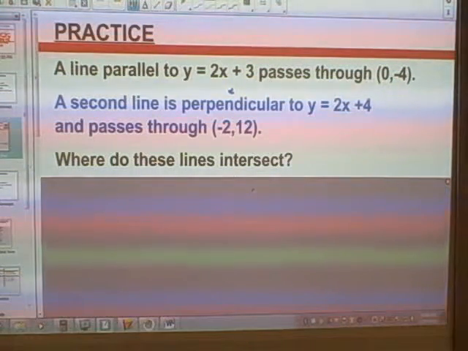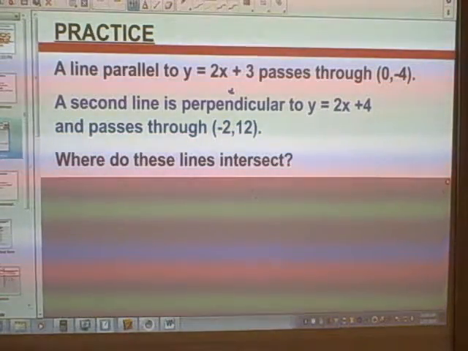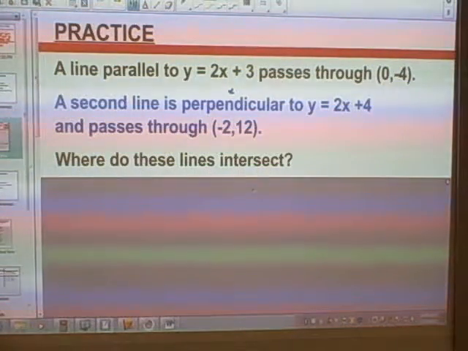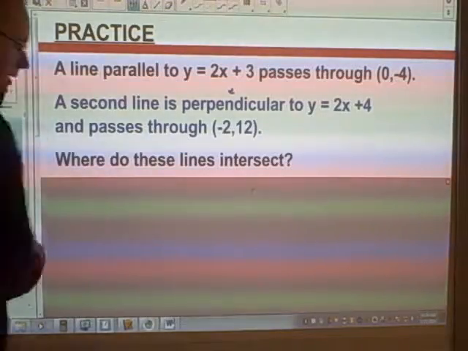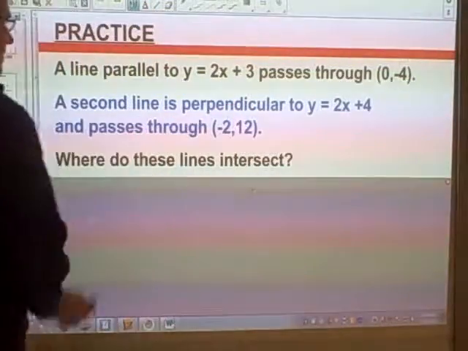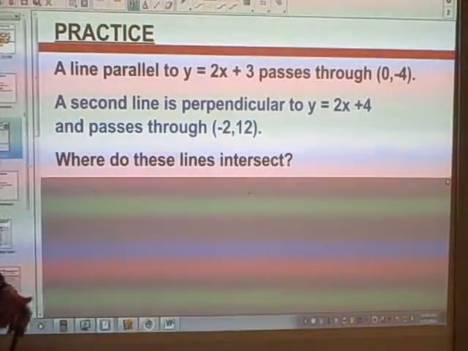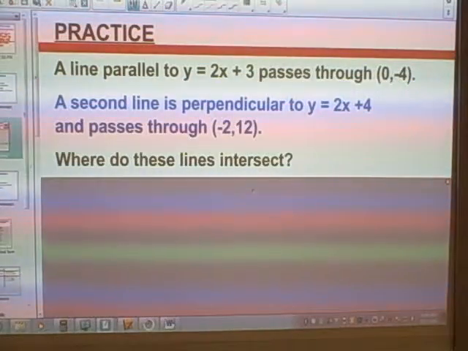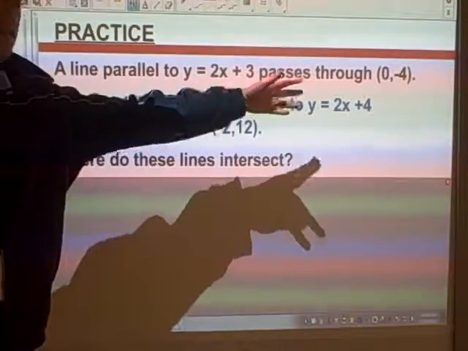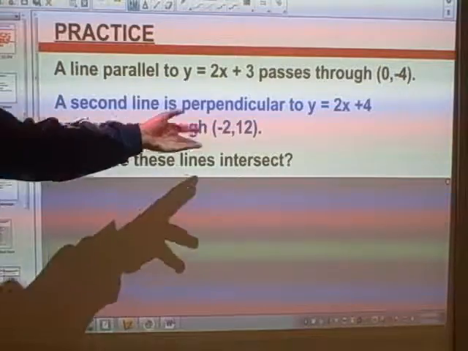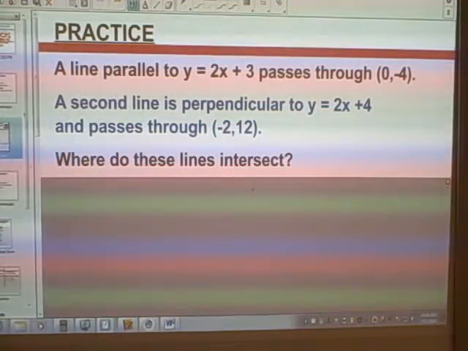Now, for our first question, what we're going to look at is really 3 questions in one, but this will help to review our material for Unit 4. So the first thing we have is, it says a line is parallel to y equals 2x plus 3, and it passes through a certain point. We're going to have a second line that's perpendicular to a given line, and it passes through a certain point. And then we're going to find where the lines intersect.